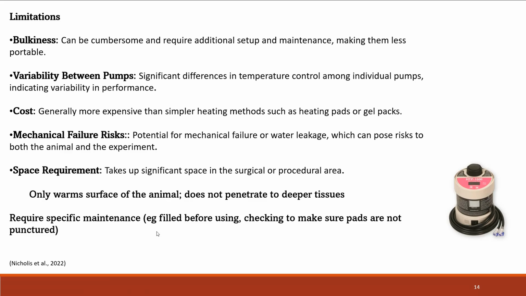Another limitation I would like to point out is that these warming systems, although they prevent animal hypothermia, are only efficacious for surface warming of the animal, as their warmth is not able to penetrate deeper into the tissues. One of the major checklist items is to make sure that there is no leakage and no puncturing in the warm water circulating systems. Because if there is a leakage and it is not checked before the anesthesia, it might create a problem during anesthesia.